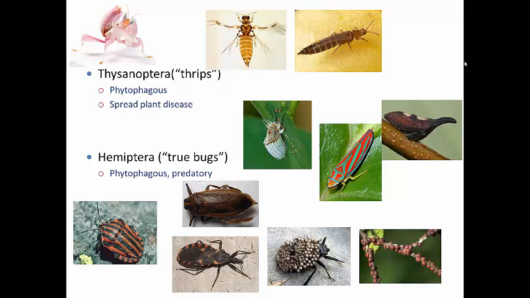This is pretty much a catch-all order. So you're going to see a ridiculous number of weird-looking bugs in this particular group. We have everything in this group from these plant feeders down here. Look at these half wings. These plant feeders here, they're phytophagous, to predators. These are what we call toe biters or giant water insects.